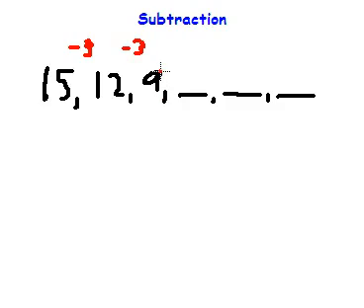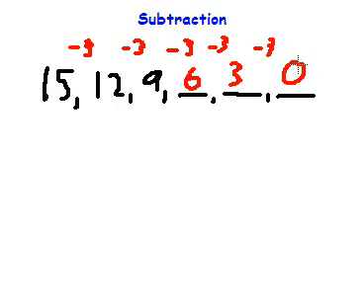So we just continue the pattern. 9 minus 3 is 6, 6 minus 3 is 3, and 3 minus 3 is 0. That's all there is to subtraction sequences.